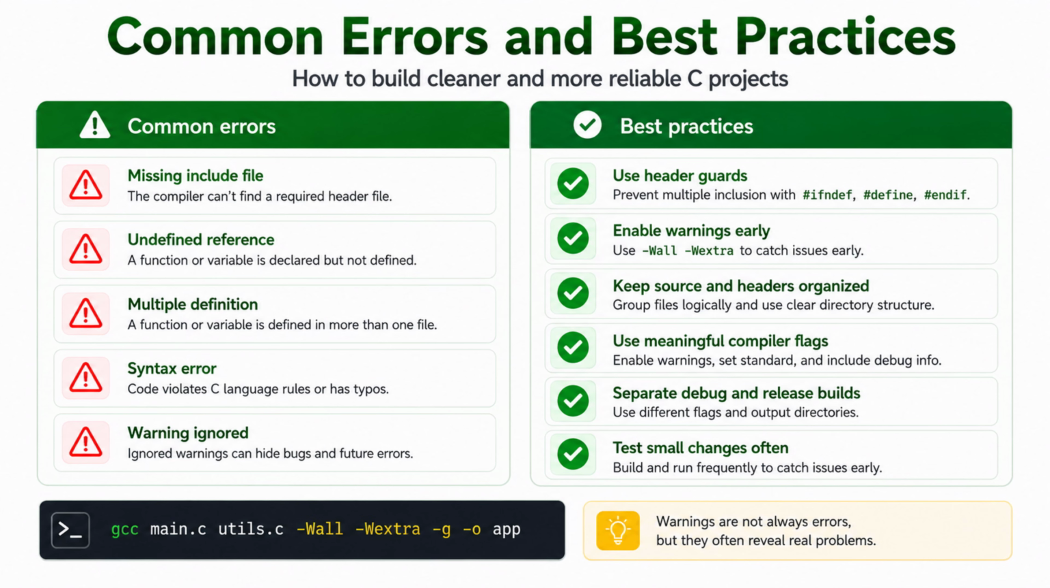My professional comment is this: embedded C is not only about writing code that compiles. It is about writing code that is predictable, portable, testable, and safe on real hardware. A clean build system, strict warnings, and good file organization can save hours of debugging later.